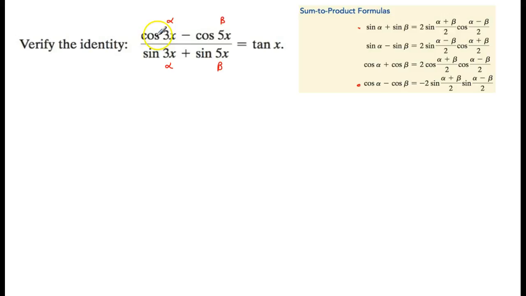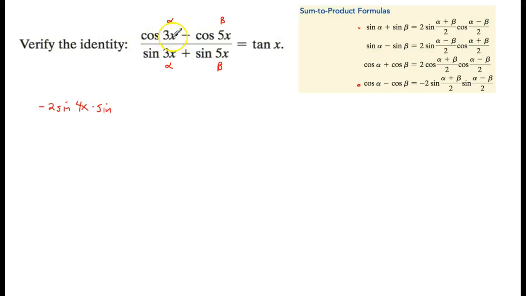So I've got cosine of alpha minus cosine beta. I'm going to use this one down here. I got a negative. This is just the top. Negative 2 sine of alpha plus beta, so 3x plus 5x, so that's 8x divided by 2, which will be a 4x. Just plugging into this guy right here, and then a sine times a sine of alpha minus beta.